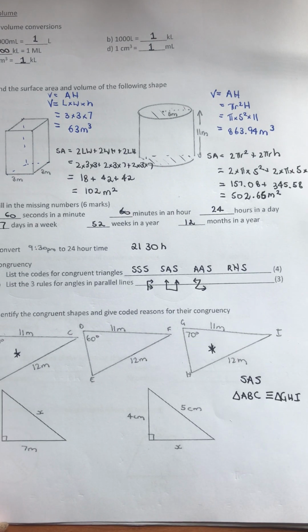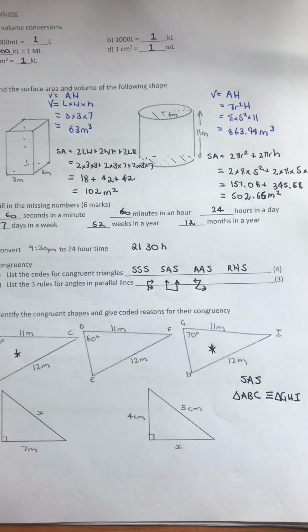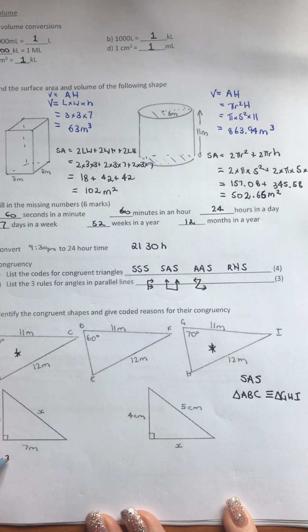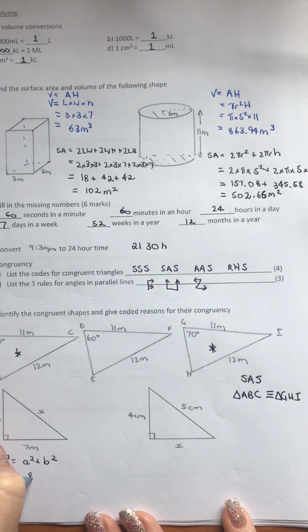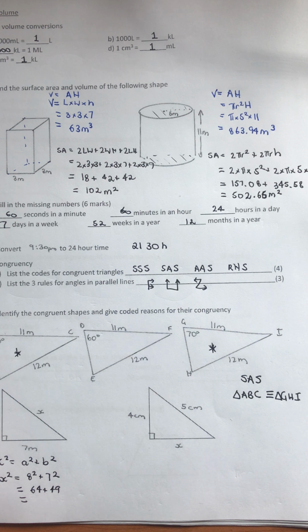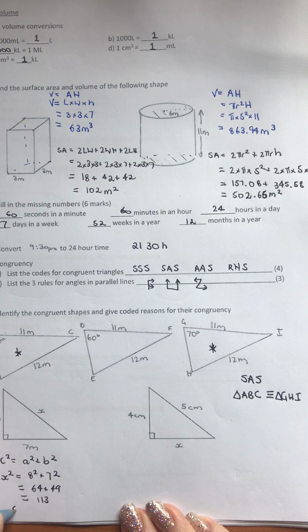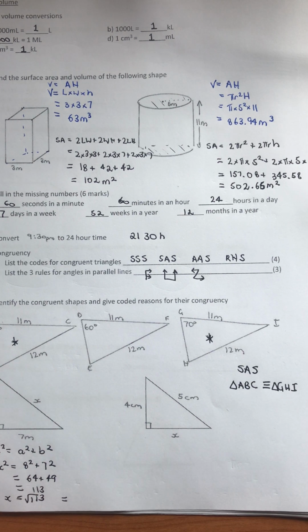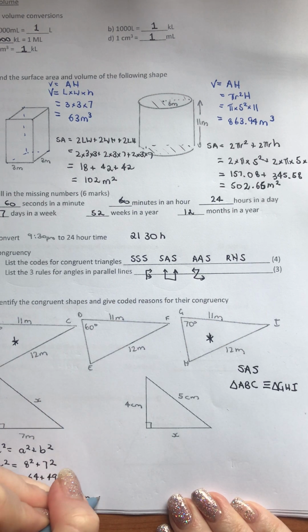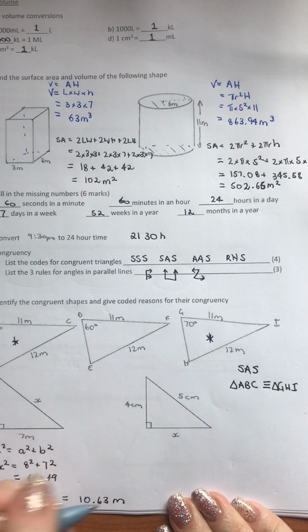Now the last two questions are using Pythagoras' theorem. So we're finding first the hypotenuse in this one, and then one of the shorter sides here. So we're going to write our c squared equals a squared plus b squared. So then we can say x squared is equal to 8 squared plus 7 squared. So 64 plus 49. And that gives us 113. So our x is going to be the square root of 113. And we can work that out on our calculator as 10.63, and that will be meters.